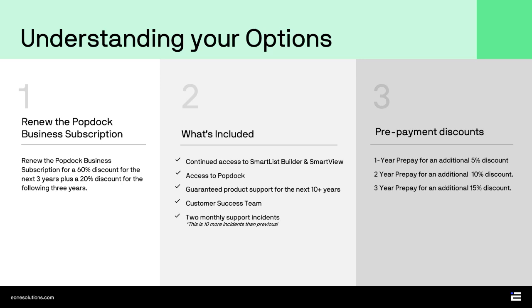By renewing, you're going to still have that guaranteed product support. We'll still have a customer success team. If there's any more GP updates, we'll also be updating our products. Additionally, you're going to receive 2 monthly support incidents. This is about 10 more incidents than you had previously. And then you will have a few different prepayment discounts that you can work with your Mhance account manager on. So you could prepay for an additional 5% discount. 2 years would be 10%, and 3 is that 15% discount.